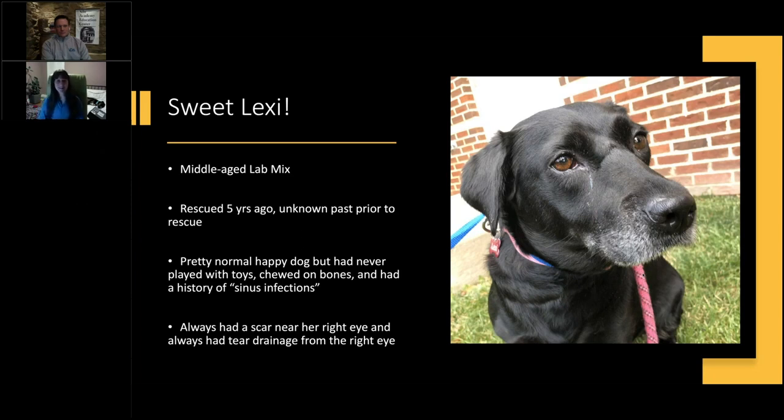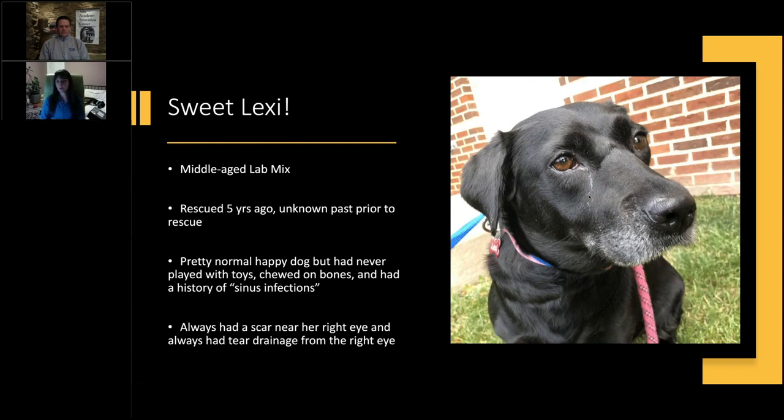So Lexi is a middle-aged lab mix. She was adopted about 5 years ago. She has an unknown past prior to her rescue. It was somewhere in the rural South that she was adopted. I don't know where, but she was a pretty happy dog. She had this scar on her face that the owner really didn't know much about, didn't really care much about. And he described her as a pretty happy dog, but she never really played with toys. She never really chewed on bones, which, we've all rescued dogs probably, so some dogs just don't do those things.